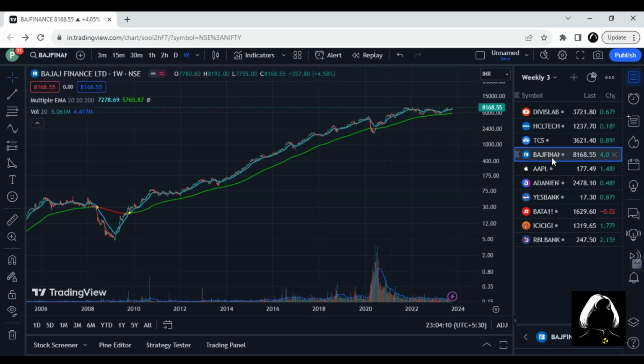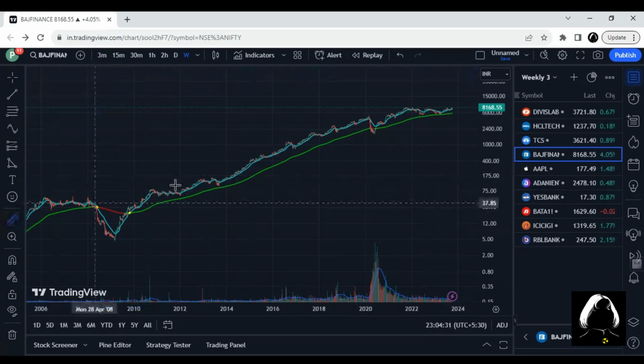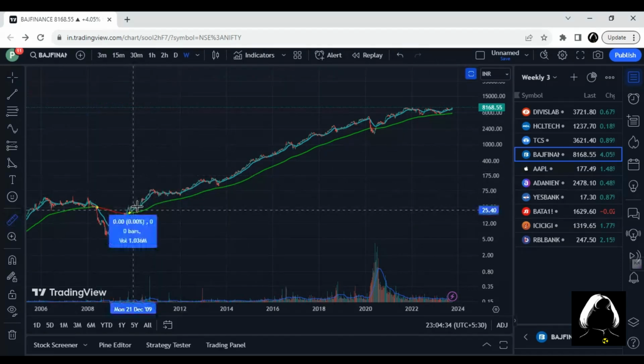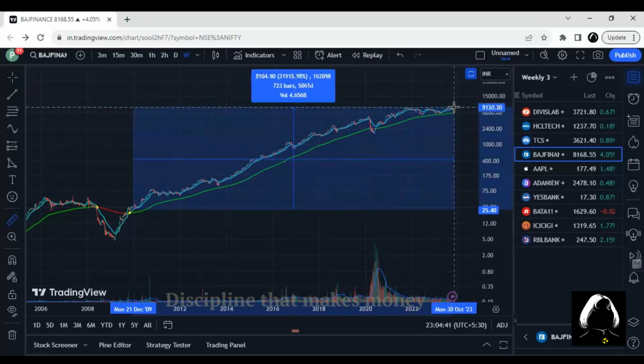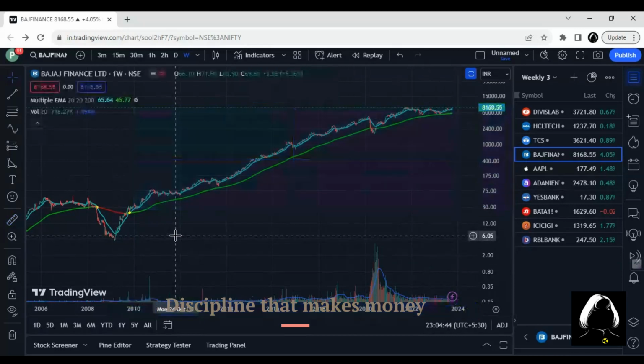Here I am taking Bajaj Finance, where you have seen this blue line crossing above the green line here at the price of around 25 rupees, and the stock is still running. There is no sell trigger till now. And if you want to see the returns which have been generated, it's around 30,000 percent. So it is also a tremendous return.